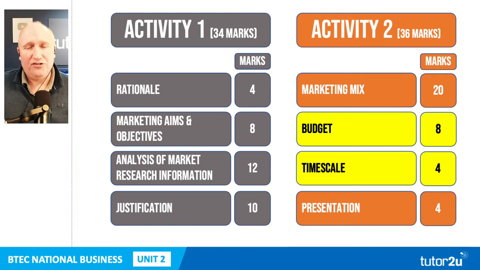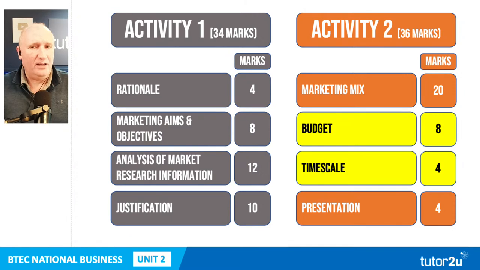Now, we're not looking at presentation because there's no point. You simply get marks for whether your two files for activity 1, activity 2 are well presented. Most students get those marks, or certainly get to 2 or 3 out of 4. And therefore, these are our last 2 AFs to look at. Budget 8 marks, timescale 4.